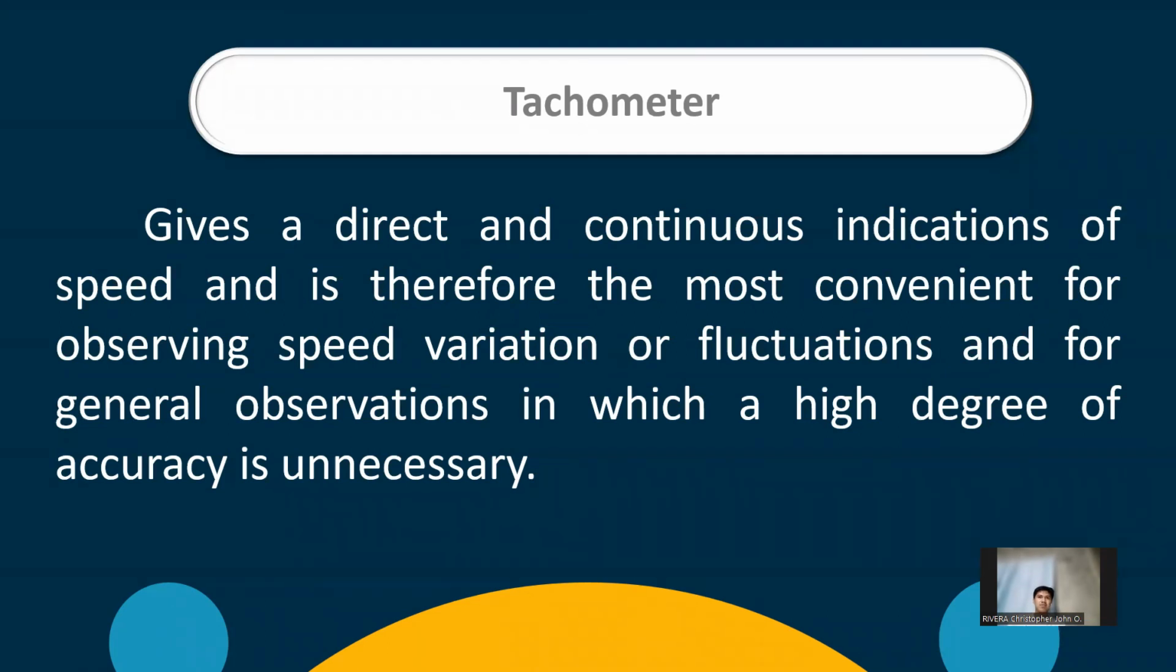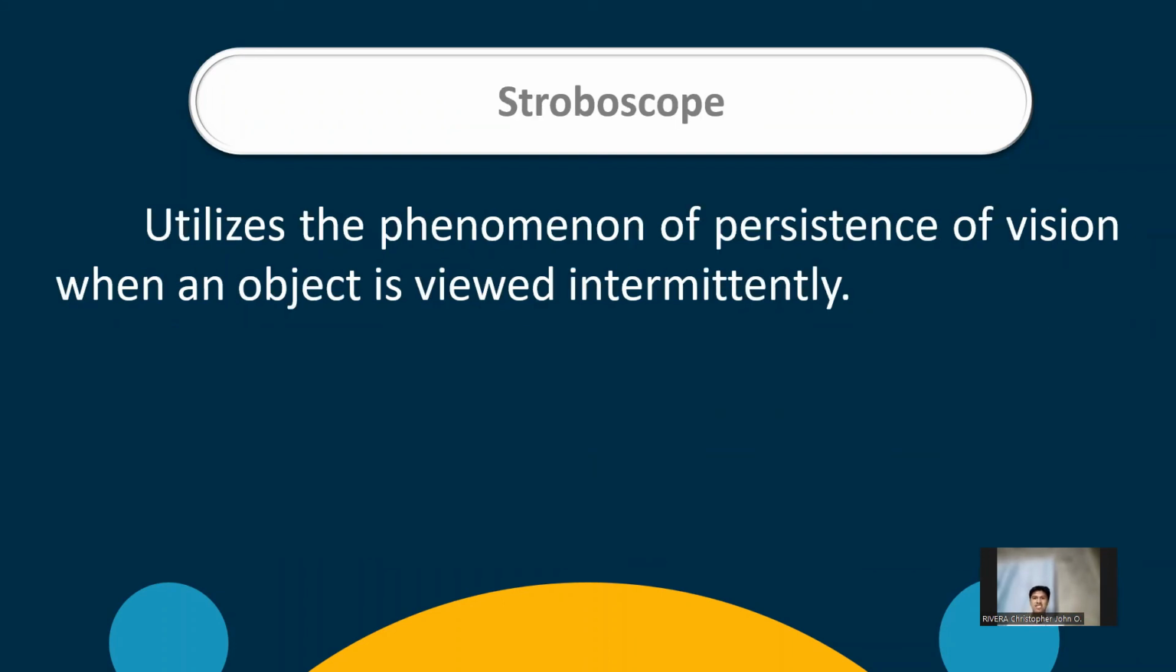First is the contact type. The contact type is in contact with the machine, usually fixed on the machine or motor. Next, the non-contact type uses infrared light, laser, and others, as long as it has no physical contact with the machine. The stroboscope utilizes the phenomenon of persistence of vision when an object is viewed intermittently. This is the stroboscope, used to measure revolutions, velocity, and frequency of rotating components or moving parts.